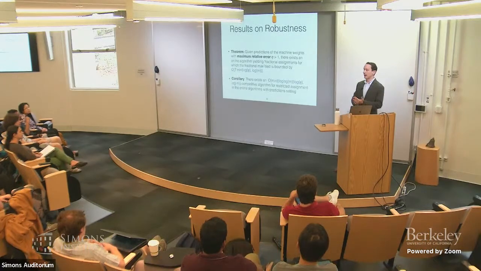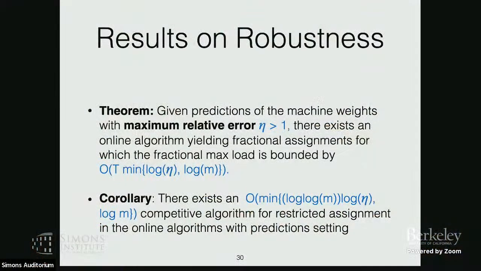All right, so what do we have? We have the existence. Next part is robustness. What if the predictions are wrong? We have an online algorithm. I predict the weights, and I'm going to use them to assign the jobs. All right, so the robustness guarantee we give is the following.